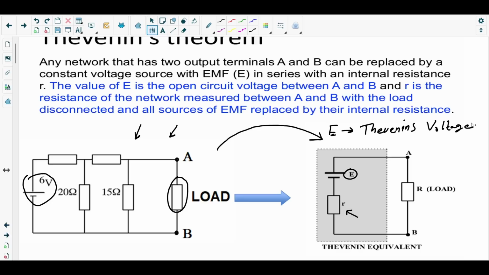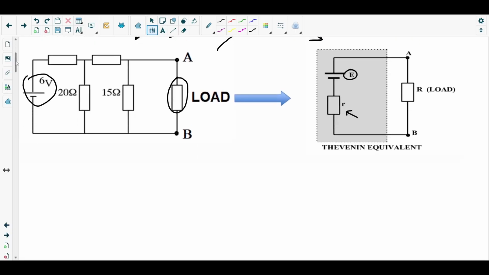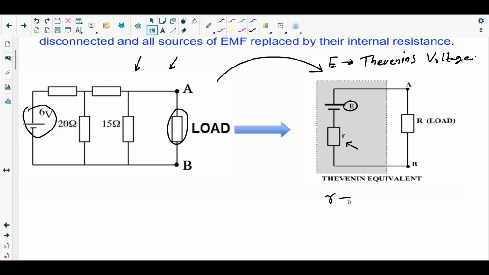And what's the R? It's named as internal resistance in the theorem, but actually it's not the internal resistance of an EMF source. It's called the Thevenin's equivalent resistance. It is termed as internal resistance here, but it's not actually the internal resistance of an EMF source. So the small r, which is termed as internal resistance here, is the Thevenin's equivalent resistance.